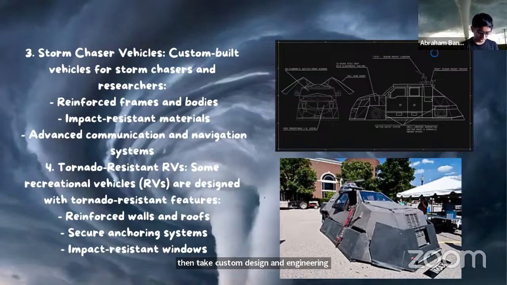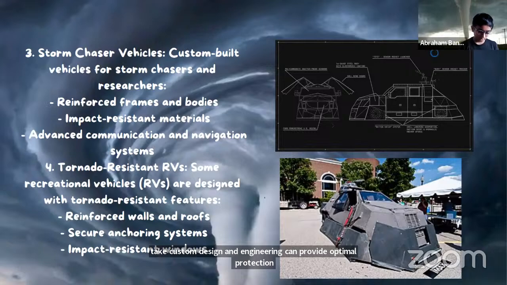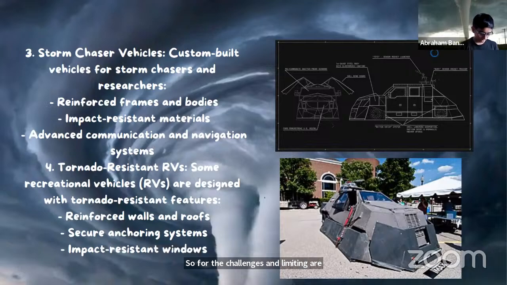Custom design and engineering can provide optimal protection. But the challenges and limitations are that tornado resistant vehicles are expensive, they weigh a lot, their maintenance is a lot, and their availability is very limited. Vehicles designed to withstand tornadoes can provide life-saving protection despite the challenges. Advancements in design and engineering continue to improve tornado-resistant vehicles.